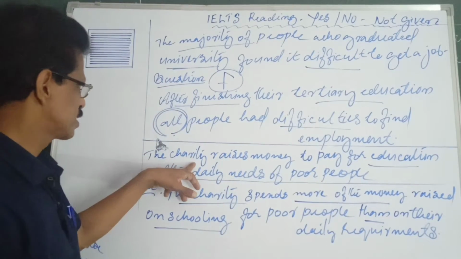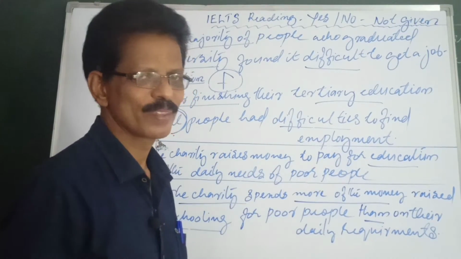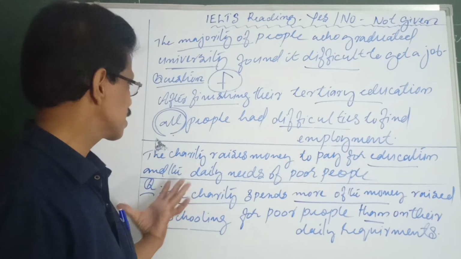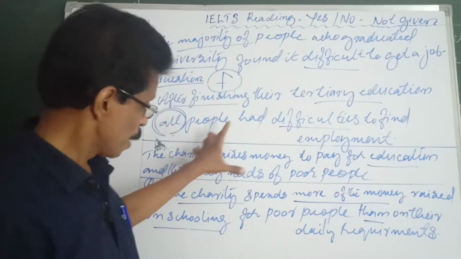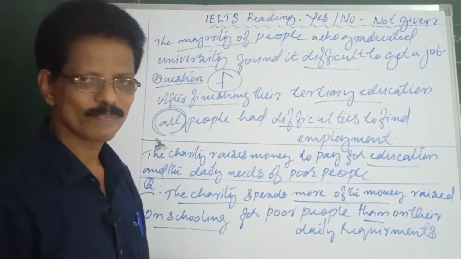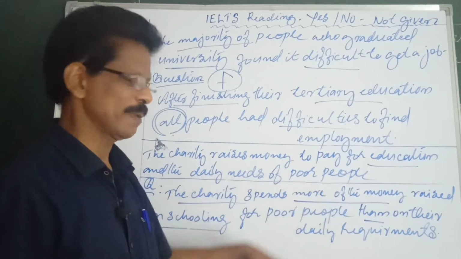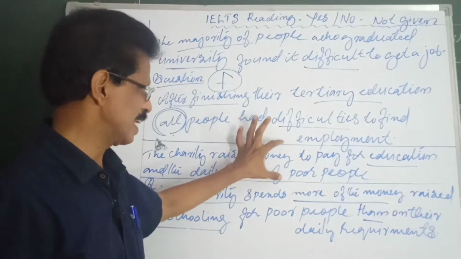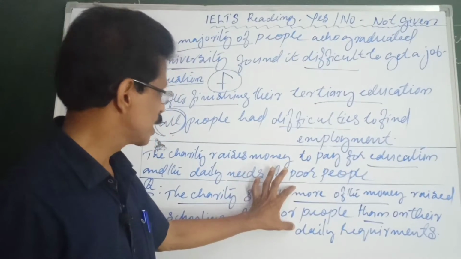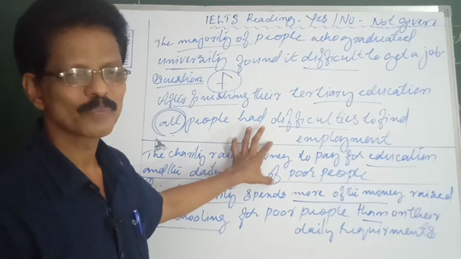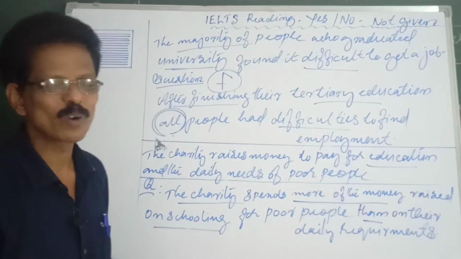Here what is told? Charity raises money to pay for education and daily needs of poor people. So the money is raised to pay for education and daily needs is what is told in this statement. It does not speak about more money. If it is to be opposite, you have to say less of the money. More here, less here, then it can be opposite. It is not same, it is not opposite. Then what is it? You see, the third option. Not given.